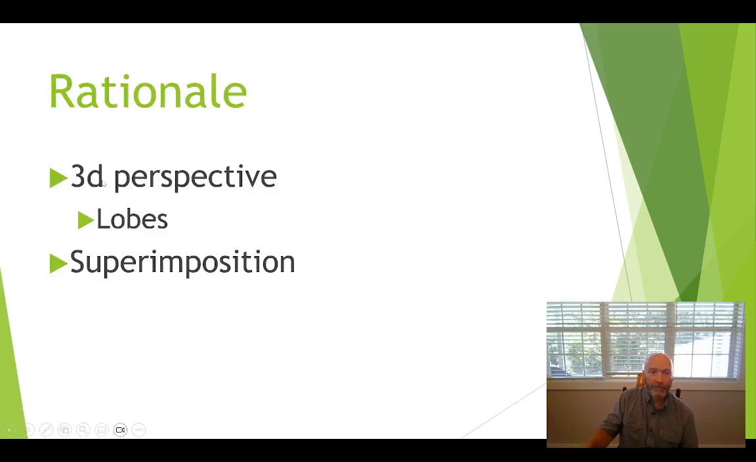So what we're looking for is three-dimensional perspective. We want to be able to visualize the lobes and have a working knowledge of what the lobes of the lung look like. So in the lung, what we have is 5 separate lobes. In the left lung, we have 2. In the right lung, we have 3.